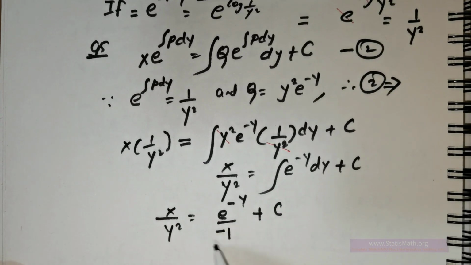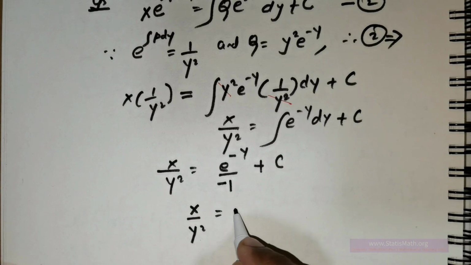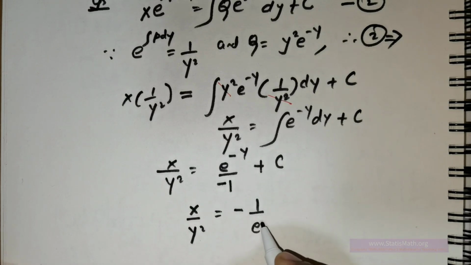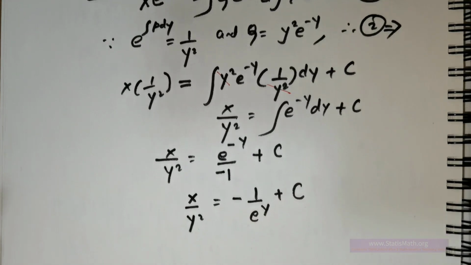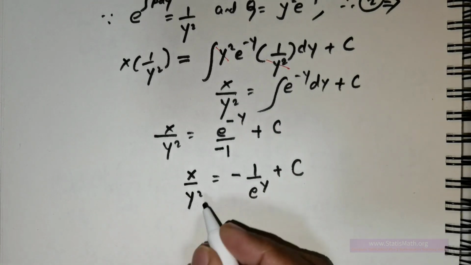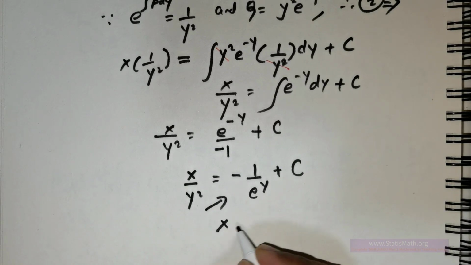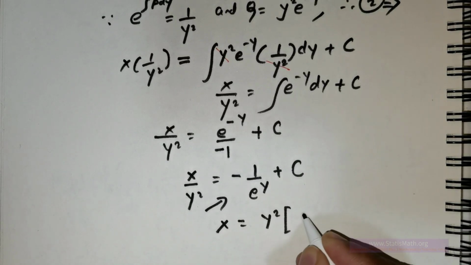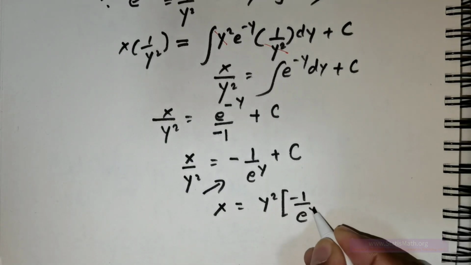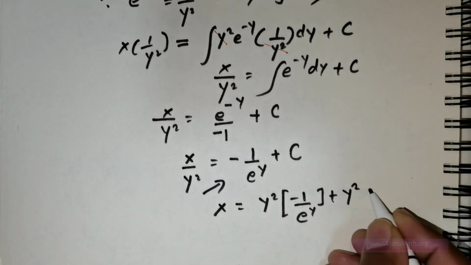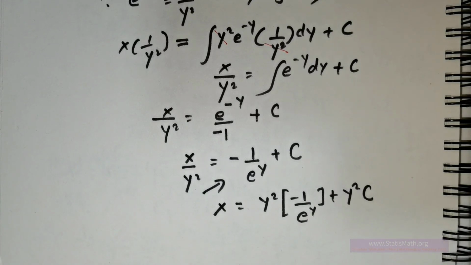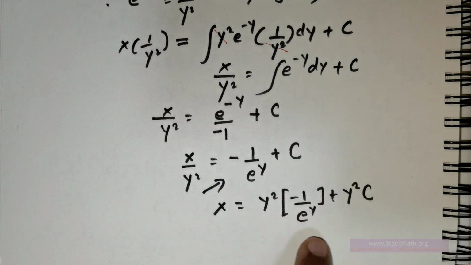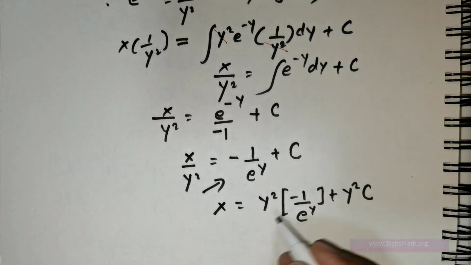Now I can further rewrite this as x over y squared is equal to negative 1 divided by e raised to the power positive y plus arbitrary constant c. Now I don't want y squared to be there in the denominator on the left side, so I cross multiply. When I do that, I get x is equal to y squared times negative 1 over e raised to the power y plus y squared times c. Now I can suitably write this with e power y being in the numerator, right? Depending on what form you want, you can rewrite this.